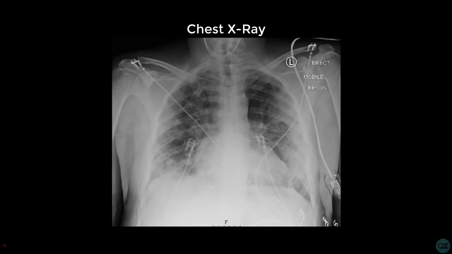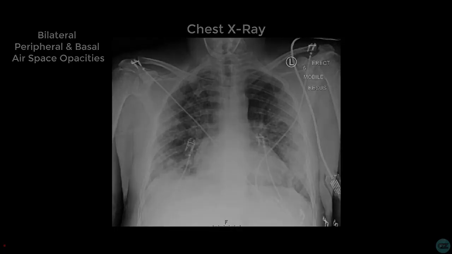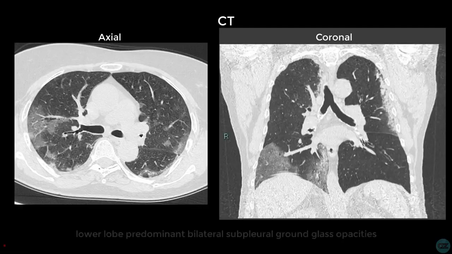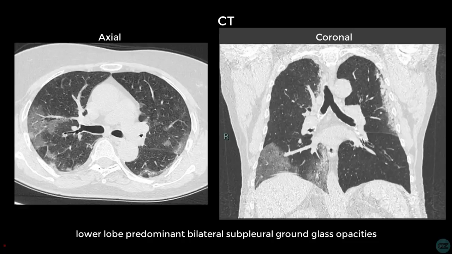A chest radiograph may be normal in early disease, but when findings are present, will typically demonstrate bilateral, peripheral and basal airspace opacities. Pleural effusions are rarely seen in COVID-19 infection. On CT, as seen on these axial and coronal slices, typical findings are lower lobe predominant bilateral, subpleural ground glass density opacities. While these findings are frequently seen in COVID-positive patients, these are not specific.